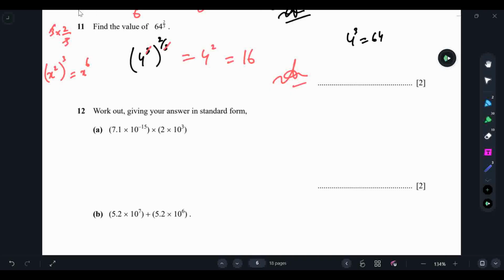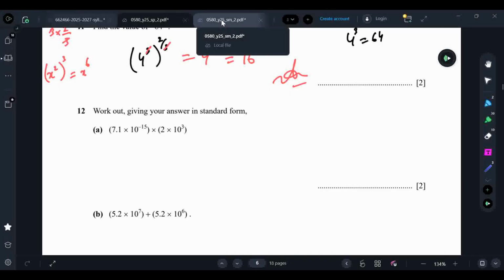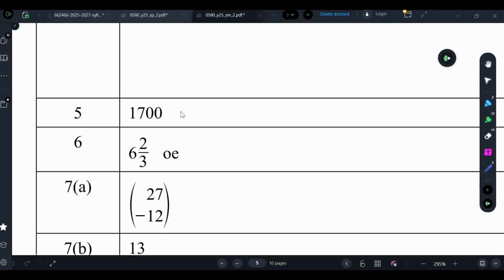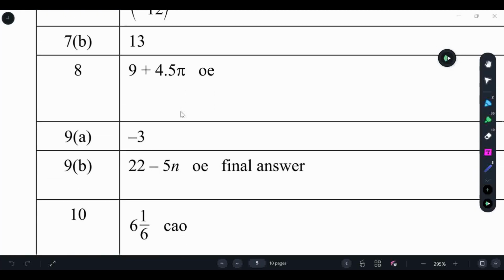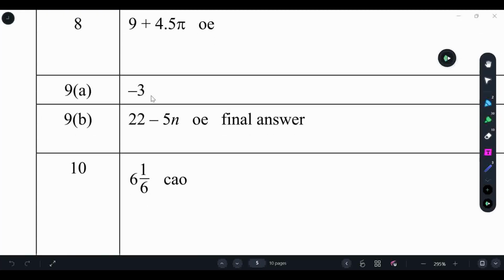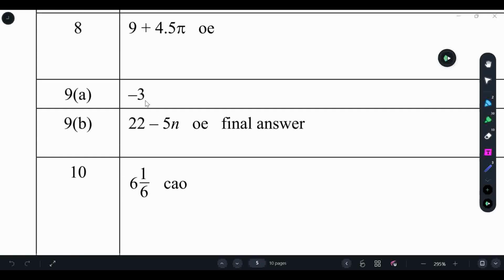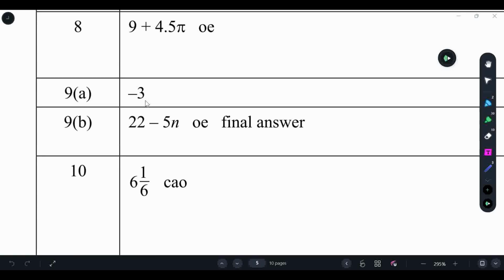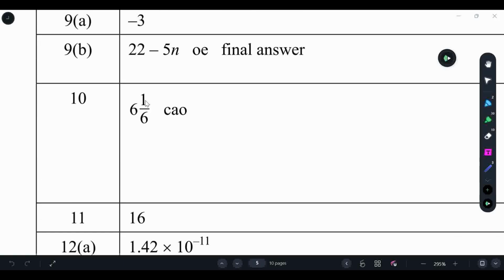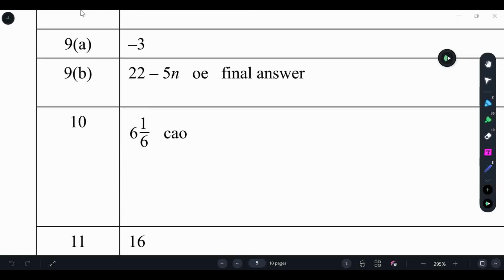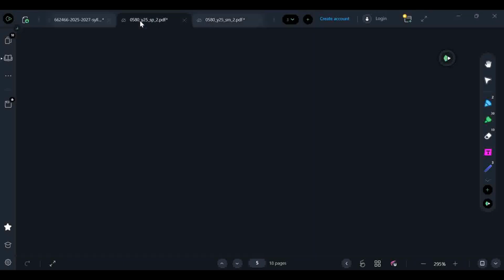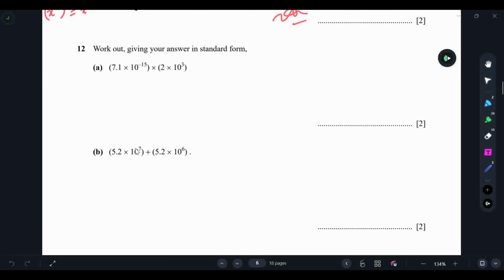But before going to the next question, let's see the answers for the previous ones. You can see the answers from question number 7 to question number 10 and verify them. And the answer for question number 11 was 16. Let's move to question number 12.